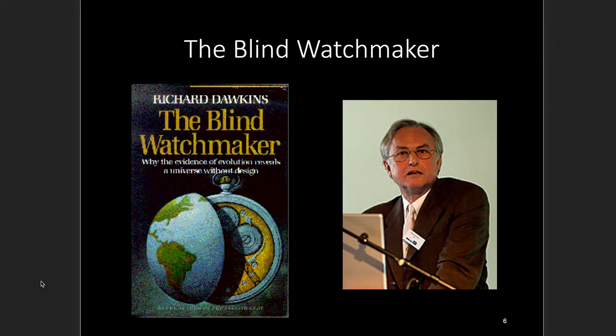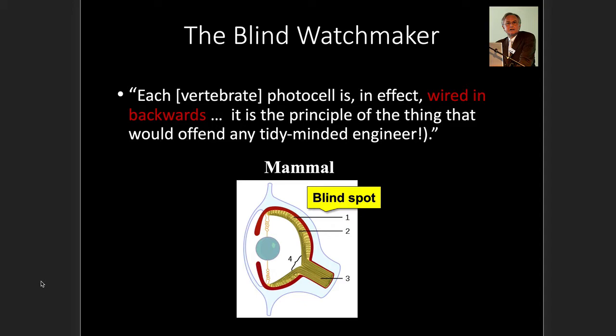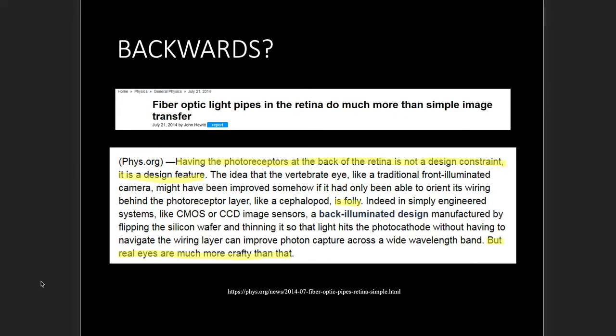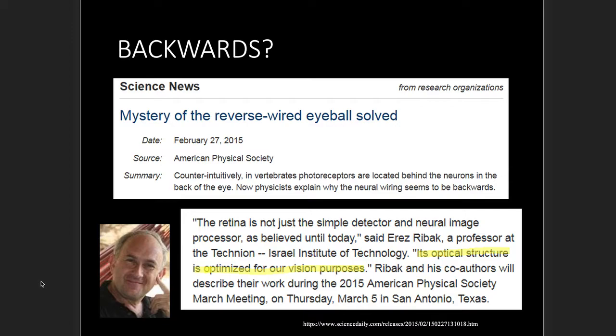Here it is. So in his book, The Blind Watchmaker, Dawkins argues that our photocells in our retinas are effectively wired in backwards. But I showed you some papers that described how that's actually a very sophisticated design. Here's one that says, having the photoreceptors in the back of the retina is not a design constraint, it's a design feature. So not a bug, a feature. And it's folly to think that there's some sort of a problem here. Folly. And we looked at some other papers as well.